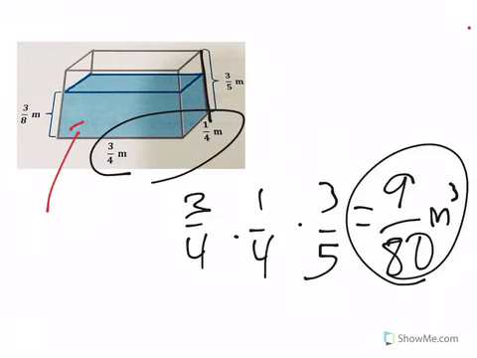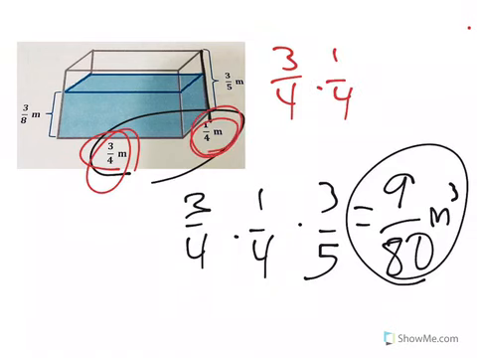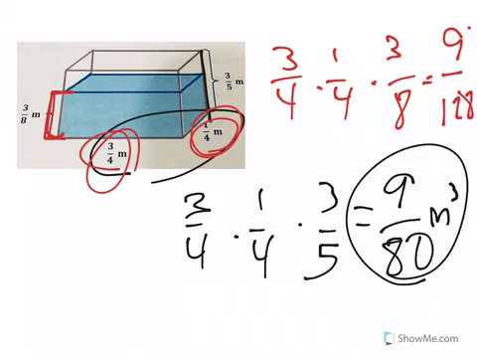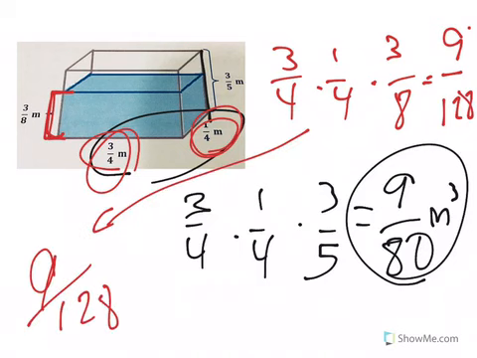Now, different question. Let's find the volume of the water that is in the tank. So just the water that's already in there. Not how much it could hold, but how much it is holding right now. Well, base is 3/4, width is still 1/4. But now we're looking here that it's only 3/8 meters full. So we're going to multiply it across here. 3 times 1 is 3, times 3 is 9. 4 times 4 is 16, times 8 is 128. So we'd have 9/128 meters cubed.